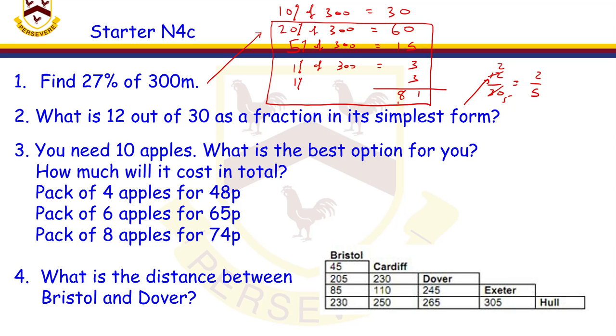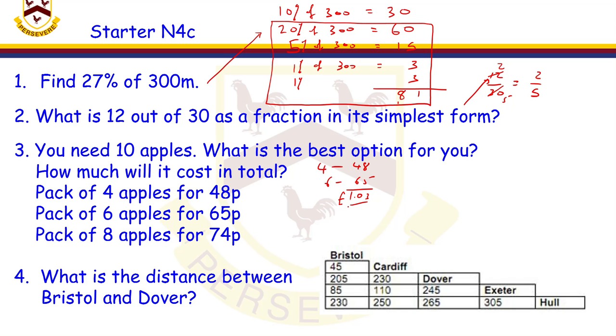Right. Question number 3. You need 10 apples. What's the best option for you to get 10 apples? And how much will it cost in total? Really, the best option is 4 and 6. Because then you get 10 apples without any waste. So 4 and 6 will give us, 4 is 48p, and 6 will give you 65p. Total of £1 and 3 pence.